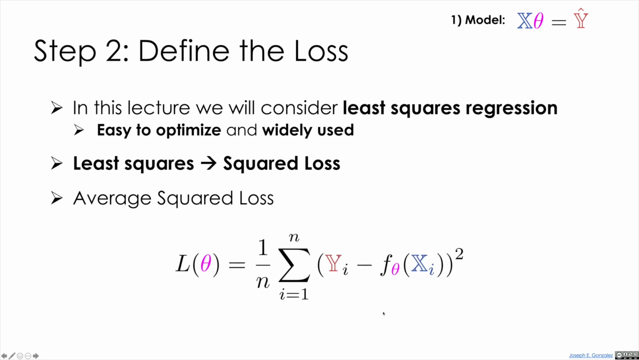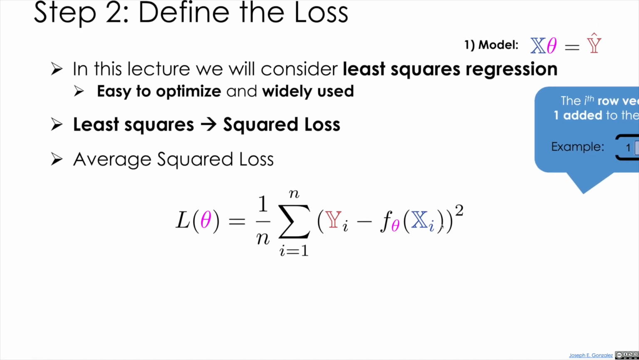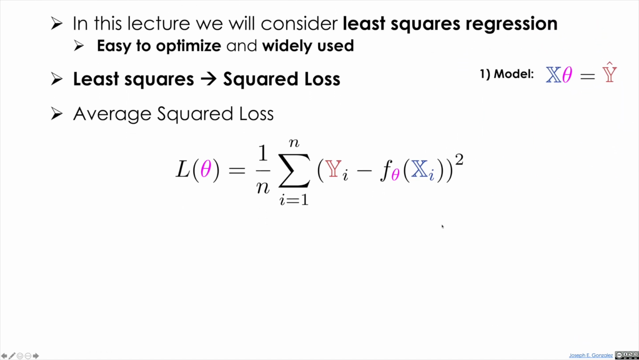You'll notice a small change in notation from what we've used in the past. In particular, we've adopted the matrix notation from the previous video. When we look at the subscript i, here we're referring to the ith row of y, the response variable, and the ith row of the matrix X, which means that X sub i is actually a row vector, the ith row vector, with the 1 added at the beginning. So that's the standard average squared loss.